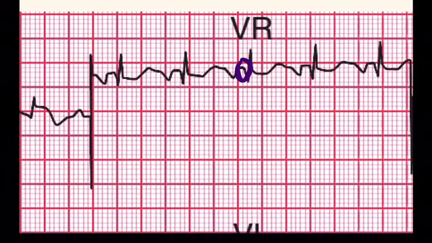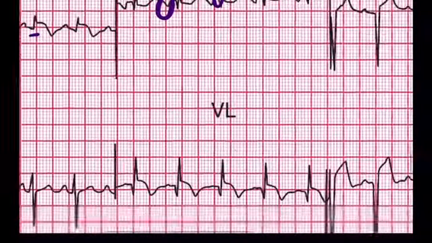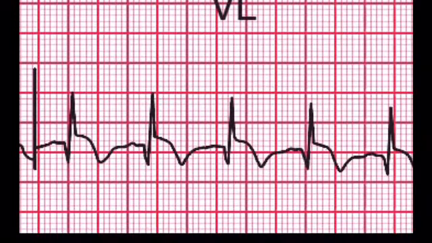See, the VR lead can normally show an inverted T wave, so normally it can be present there. Now see, in this lead VL there is a significant Q wave that can be seen. So the VL lead is showing us the Q wave. So what can be the location of the infarct? Come on, it can be the lateral side.